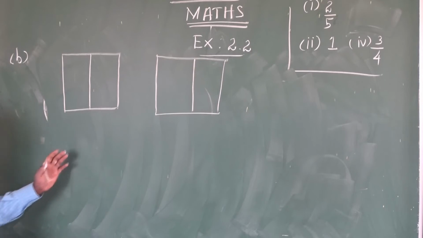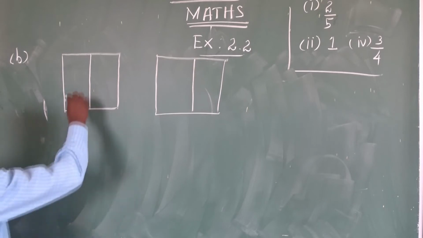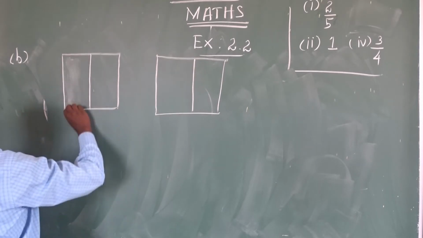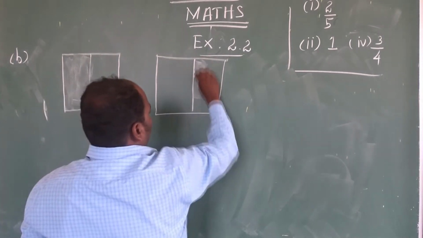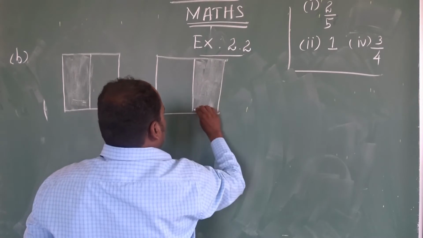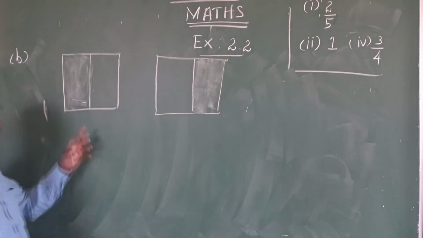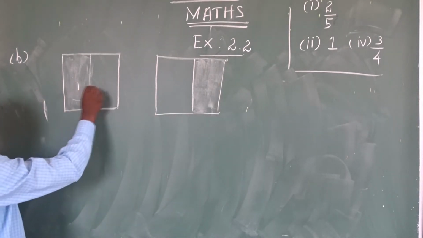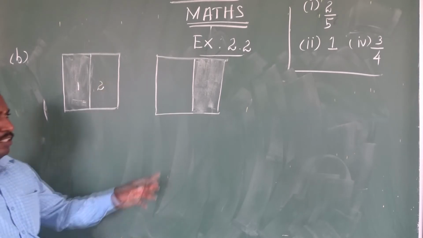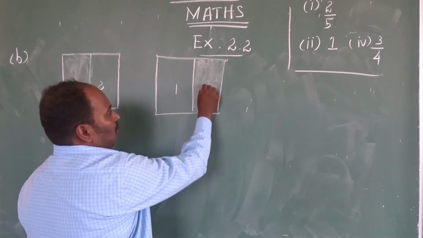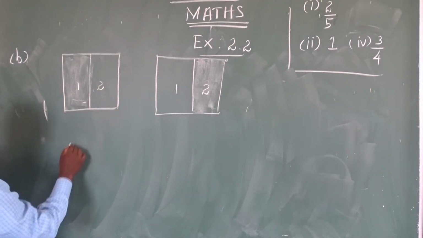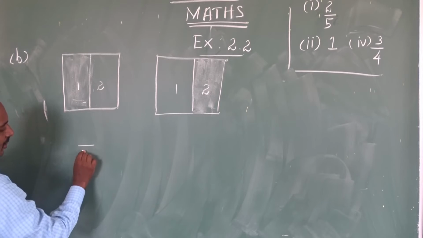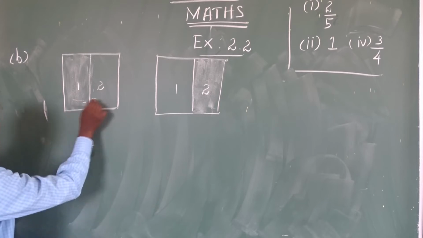Listen here. Here two squares having, each 2 portions. First square 2 portions, then second square 1, 2. Number of portions is equal to 2.